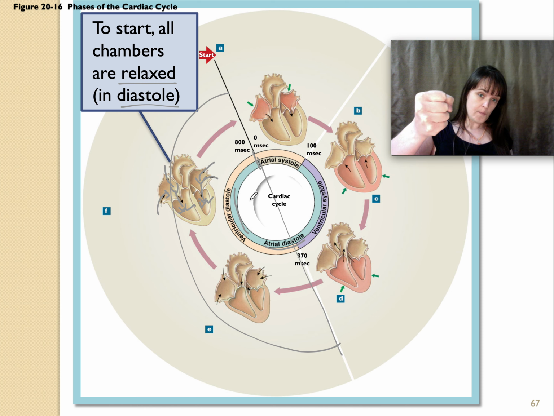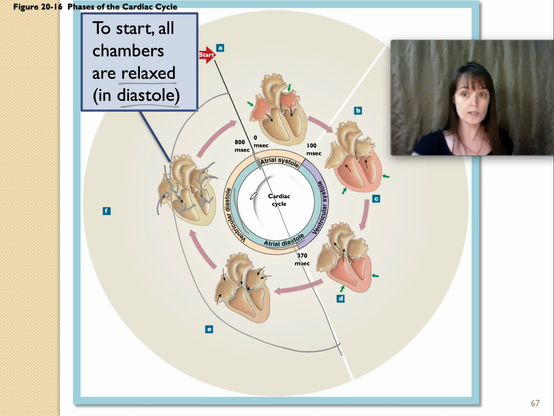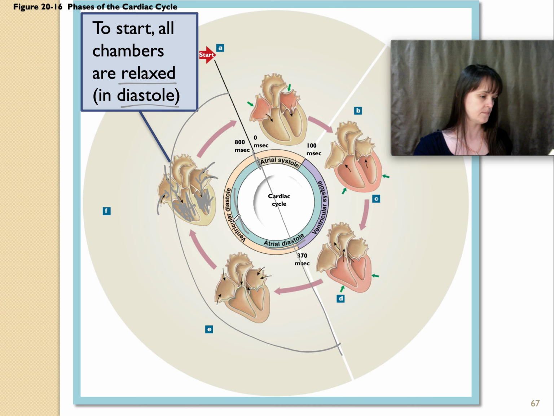Okay, so as it fills, that pushes the walls further apart, and when it contracts, that squeezes the blood out into the next chamber. Okay, so not an air line, just solid blood, and as it fills, it expands the heart. Okay, basic concept. When the contraction cycle begins, all 4 chambers are relaxed, which is in diastole, and the ventricles are partially filled, not all the way, but partially.